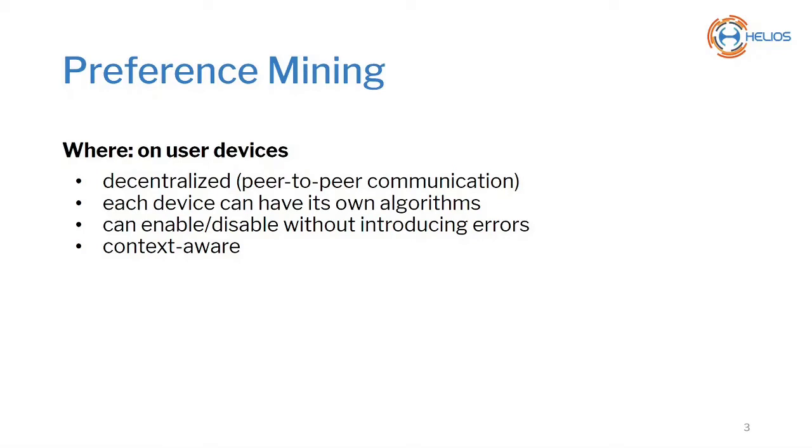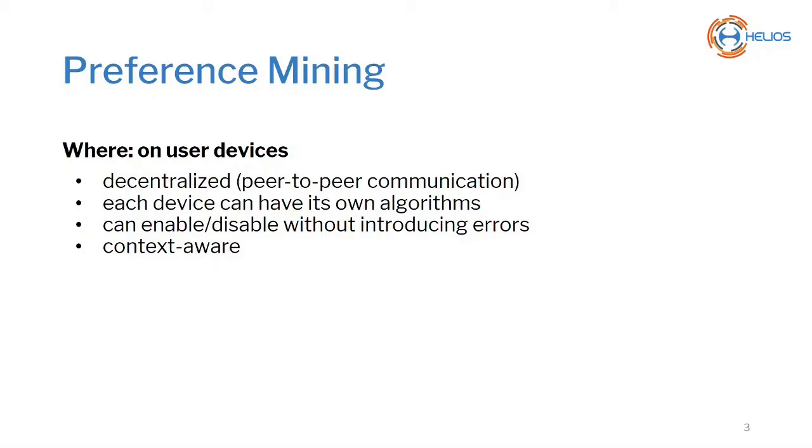HELIOS is a decentralized platform. Therefore, the Social Graph Mining module is designed to work in a peer-to-peer communication setting. This means that each user's device runs a copy of the module, and this boots up potentially different types of preference mining algorithms. Although ideally all user devices would run these algorithms, the mining module can be disabled in individual devices without introducing errors. Their respective users are then treated as offline from a mining perspective.